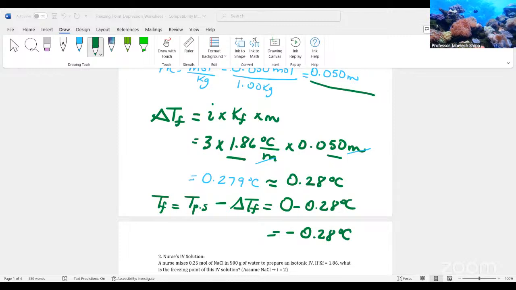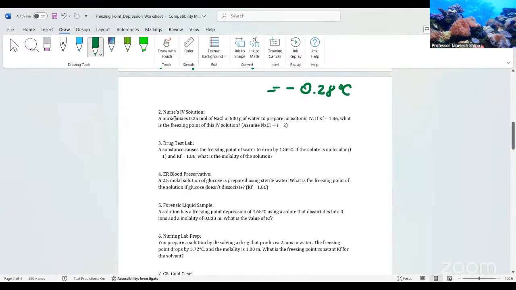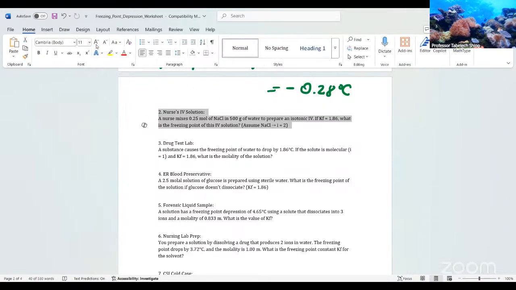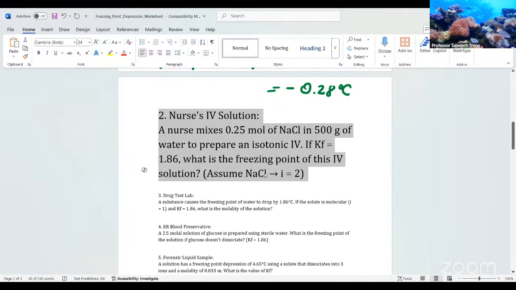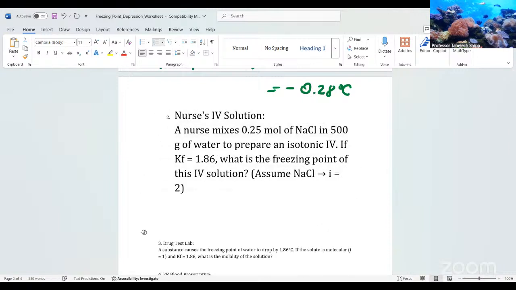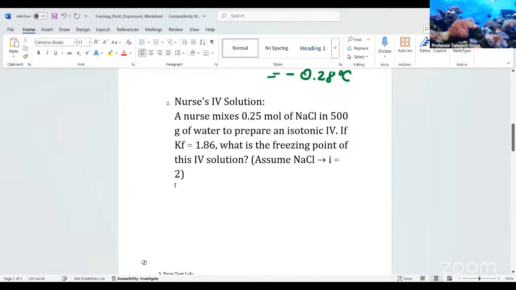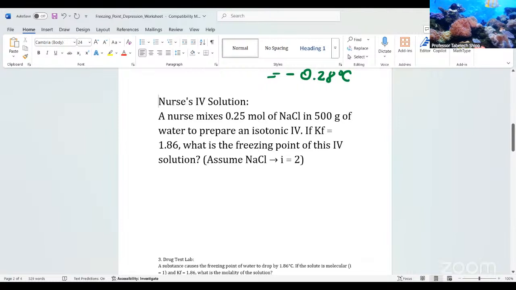All right, let's look at the second problem. Problem number 2. Again, I got to make this a little bit larger because it's too small for some of you all to see. So let me go ahead and make that a little bit larger, and let's scoot everything else down here. Nurse's IV solution. All right, here we go.